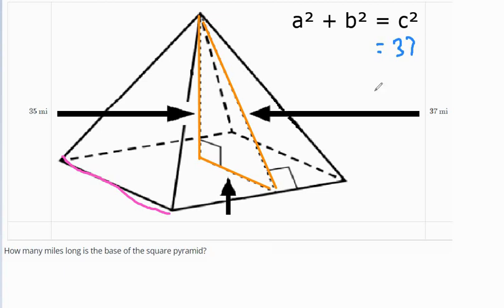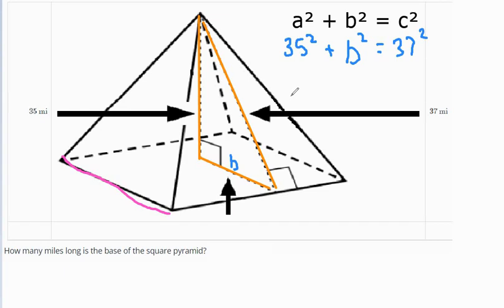And our A or B this time is 35. And this is going to look a lot like the other questions, just with the way the numbers came up. But we're looking for this part right here at the moment. That's what this is going to give us. We'll call this B. So 35 squared plus B squared equals 37 squared.